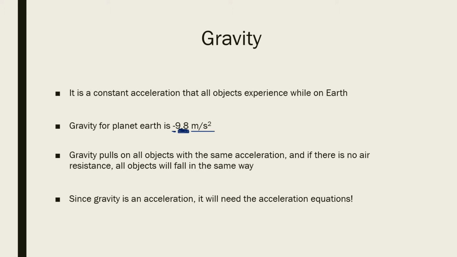Gravity pulls on all objects with the same acceleration. And if there's no air resistance, all objects will fall in the same way. So it doesn't matter if it's a bowling ball or a tennis ball or a piano. If you drop them and there's no air resistance, and in this class we're not going to worry about air resistance, they will fall and accelerate the exact same way. You could fill out a free fall chart for a tennis ball or a bowling ball and it won't matter. It will be the same because you ignore air resistance and all that's left is gravity pulling them in the exact same way. And since gravity is an acceleration, it will need the acceleration equations.